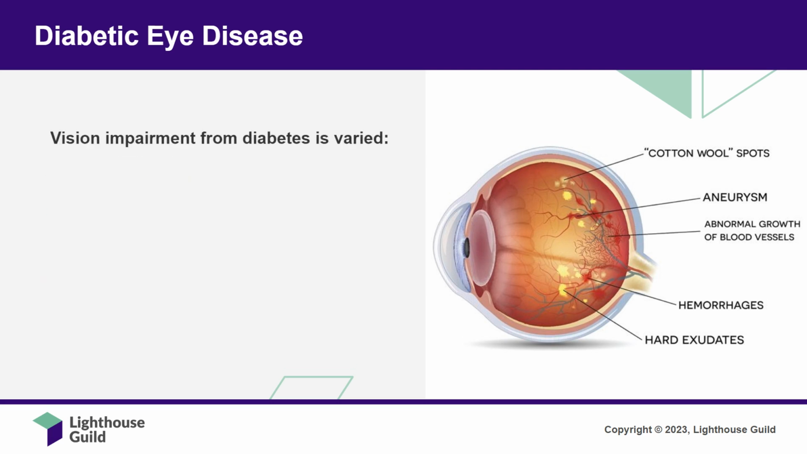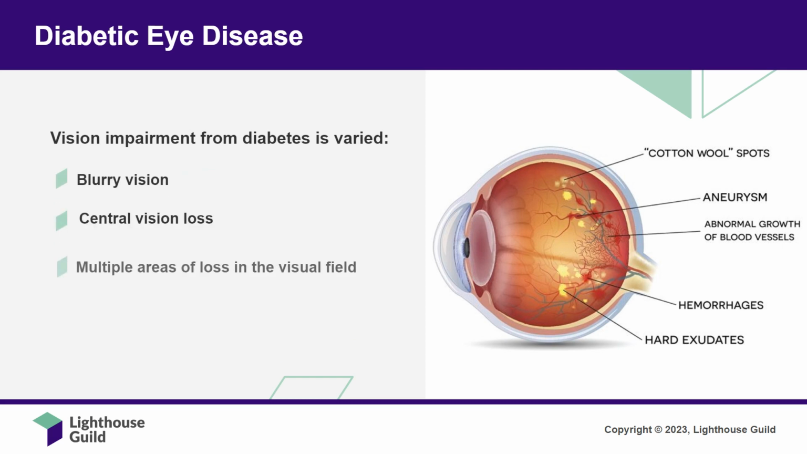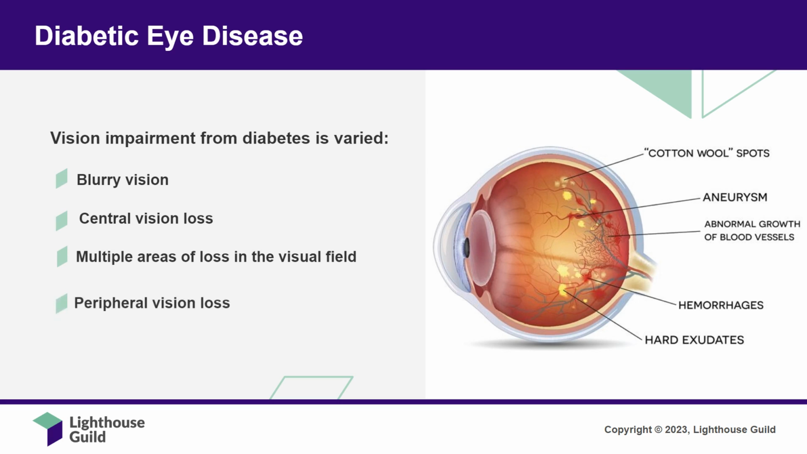Vision impairment that results from diabetic eye disease is varied. It may be blurry vision, central vision loss, multiple areas of loss in the visual field, peripheral vision loss, or any combination of these.